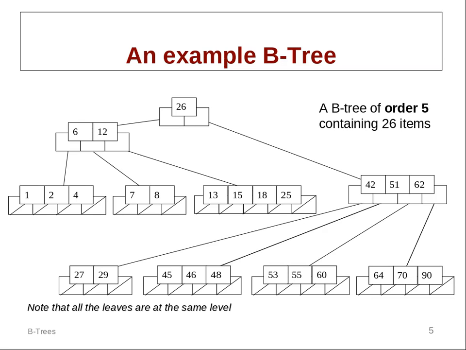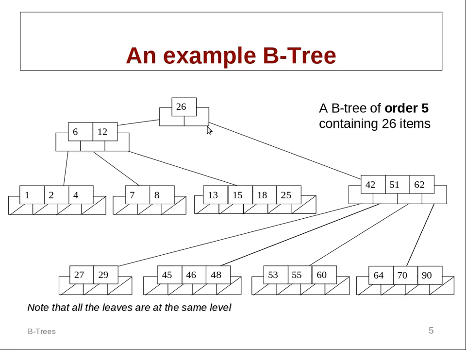So the B tree of order 5, containing 26 nodes, may look like this. Notice that we still have the binary search tree property. Notice that 26, everything less than 26 is on this side, and everything greater than 26 is on this side.